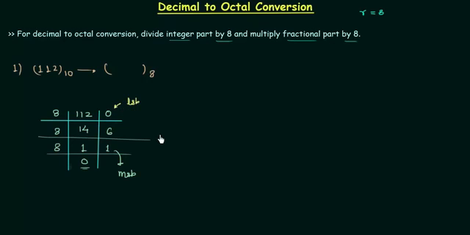So the number is 160. We have to start from the bottom and go up, right? So 160 is the octal number which represents 112 in decimal. 160. This is the answer.